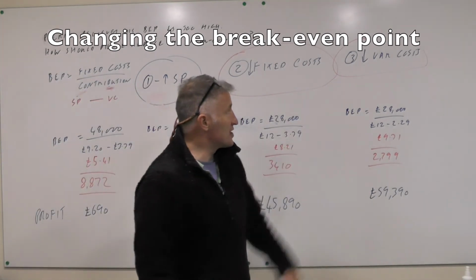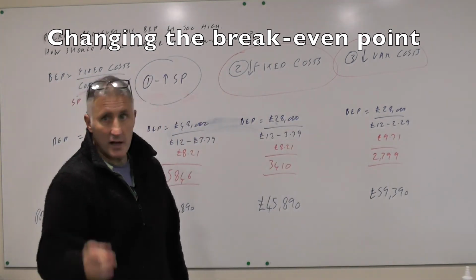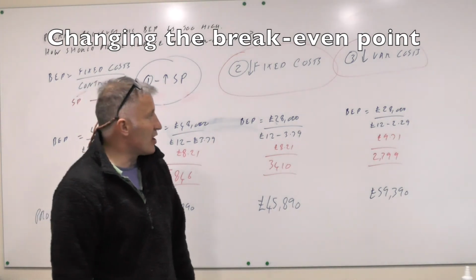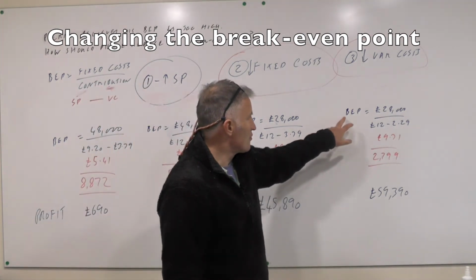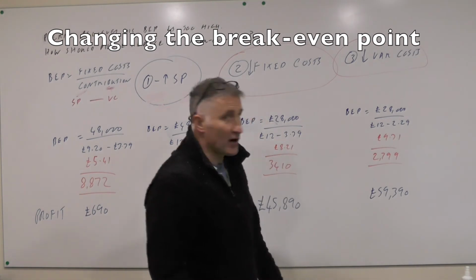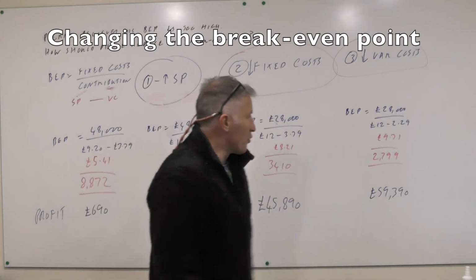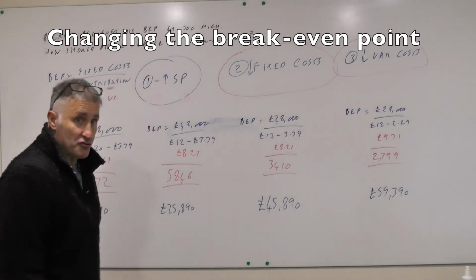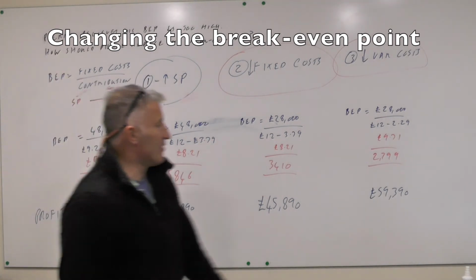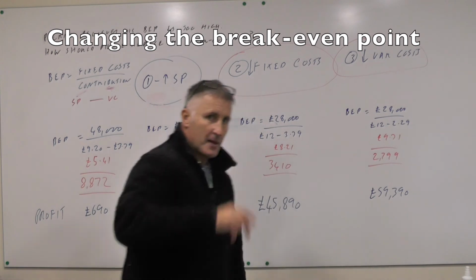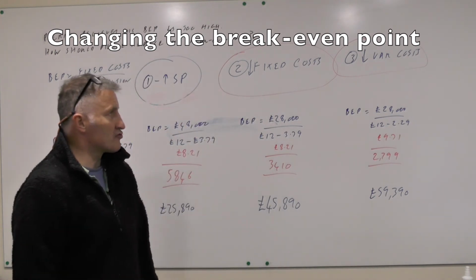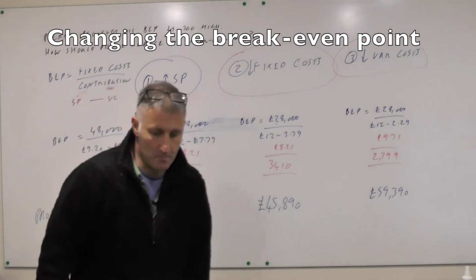So he reduces his variable costs to £2.29. So we've now got the break-even point is 28,000 divided by £9.71. His break-even point is now fallen to 2,999 units. And therefore his profit is 59,390 quid.